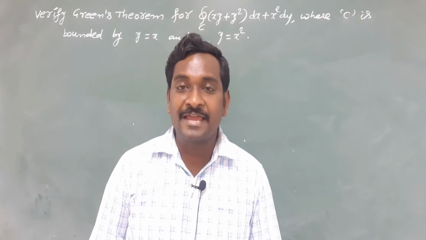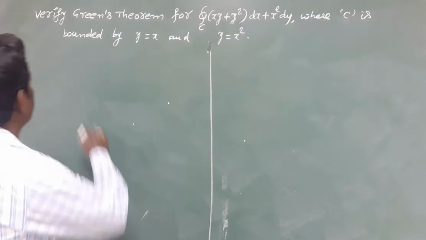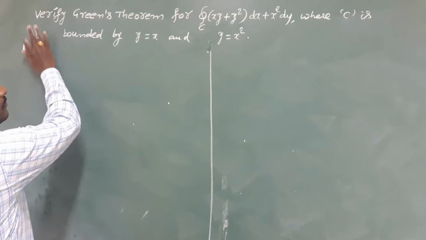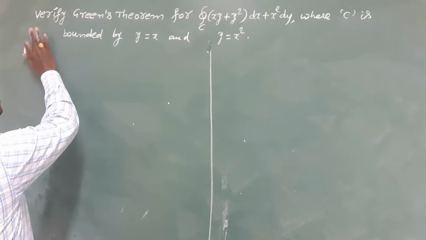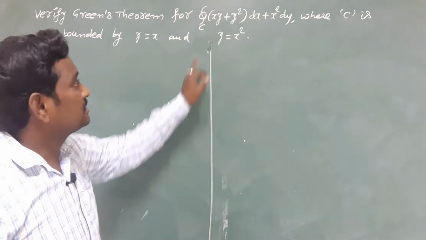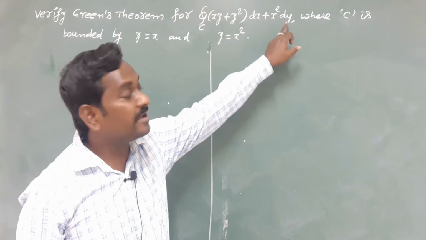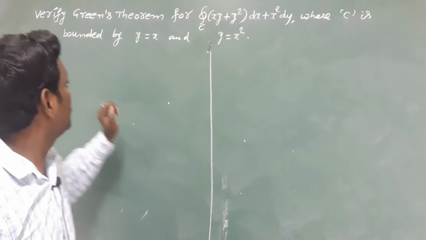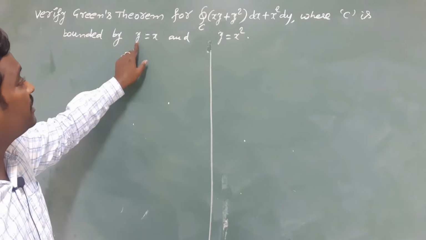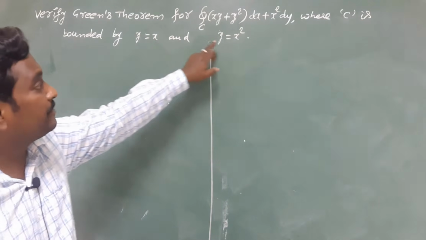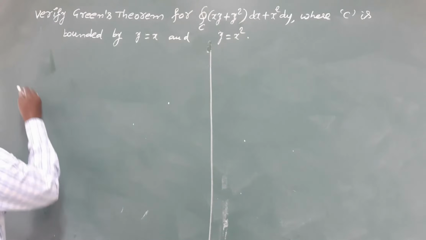In this video I would like to give another example on Green's theorem. See, this is the statement of the given problem. This problem is very important, so all of you please listen carefully. Verify Green's theorem for the circular integral of (xy + y²) dx + x² dy, where C is the boundary of the region which is bounded by the straight line y = x and the parabola y = x². Okay, see the solution.